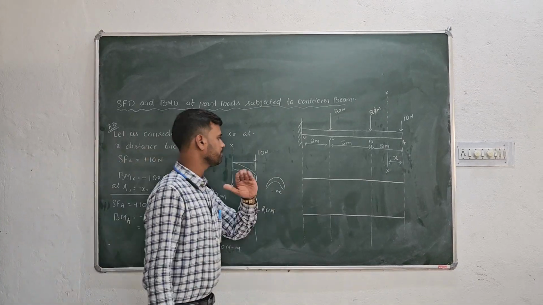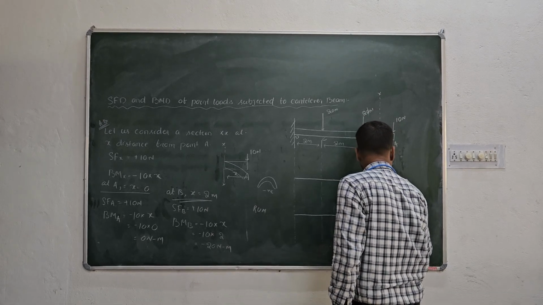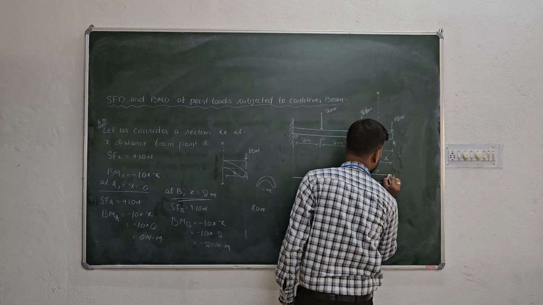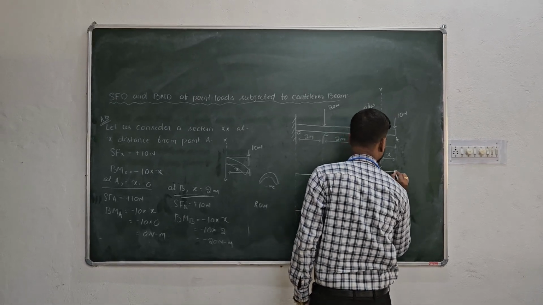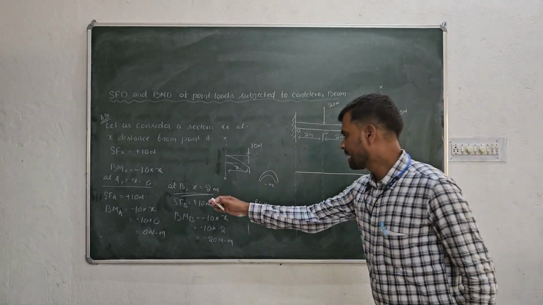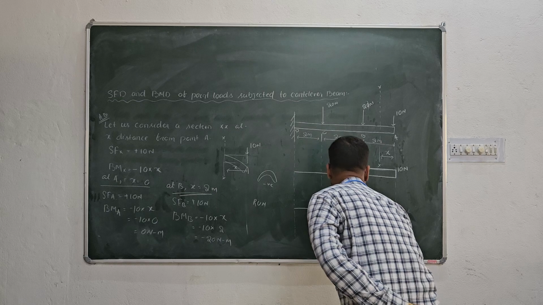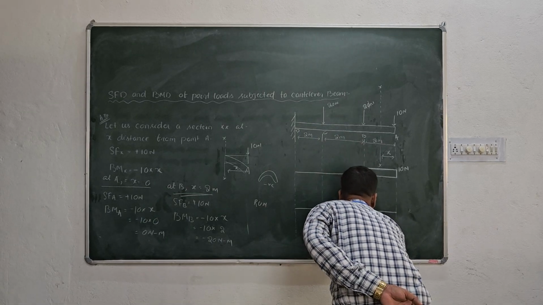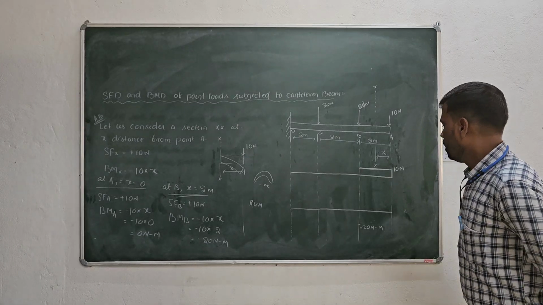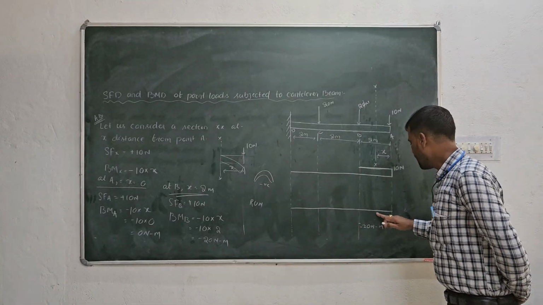Now draw that one here. Shear force at A is 10 Newton, suppose this is 10 Newton, and shear force at B is 10 Newton, this is 10 Newton. Bending moment at A is 0, bending moment at B is minus 20 Newton meter, this is minus 20 Newton meter. And also now I have an option, I can draw a straight line from here to here, or I can curve it.